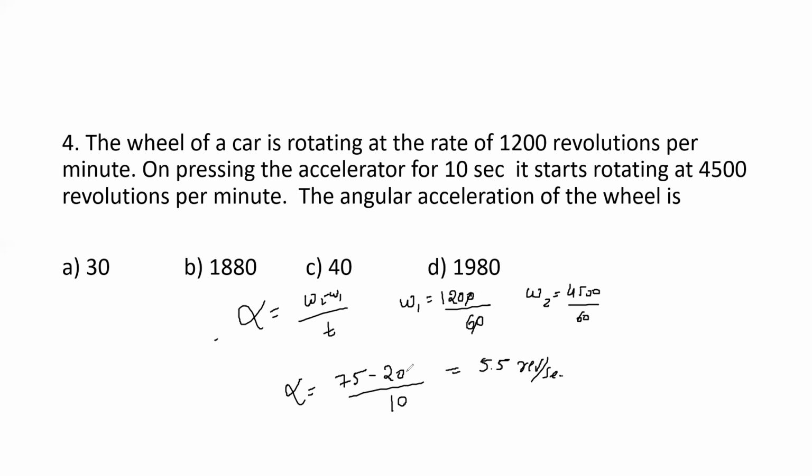Here you can see that the options are given in terms of radian per second square. We got the answer in terms of revolution per second square. Therefore, we can convert this by using the conversion factor, 5.5 into 360. So 5.5 into 360 is nothing but 1980 degree per second square. That is, option D is the right option here. Okay. Next question.